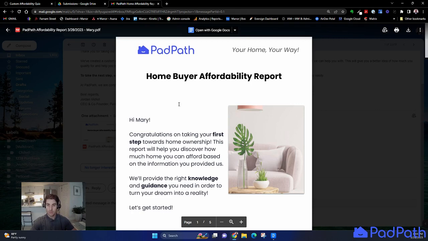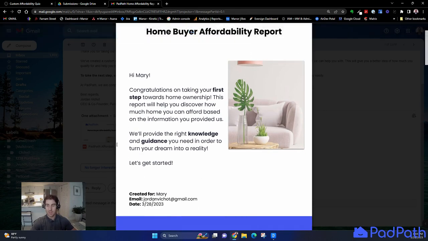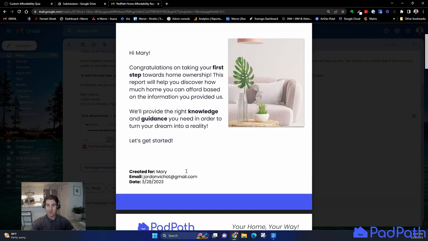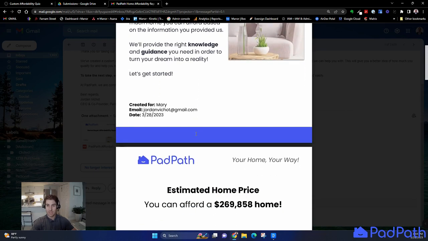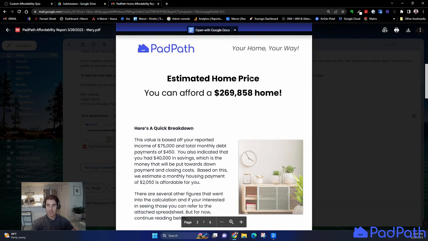Now, look how cool this report is. This report basically addresses Mary by her first name, and it begins to provide her with a little bit of guidance so that she can understand exactly what it is that she's getting in this report. And I'm going to show you how this math works in a second. But first, let me show you the report.